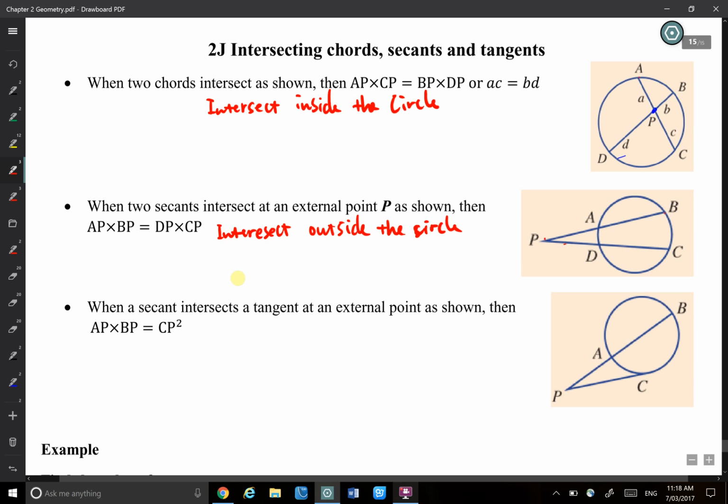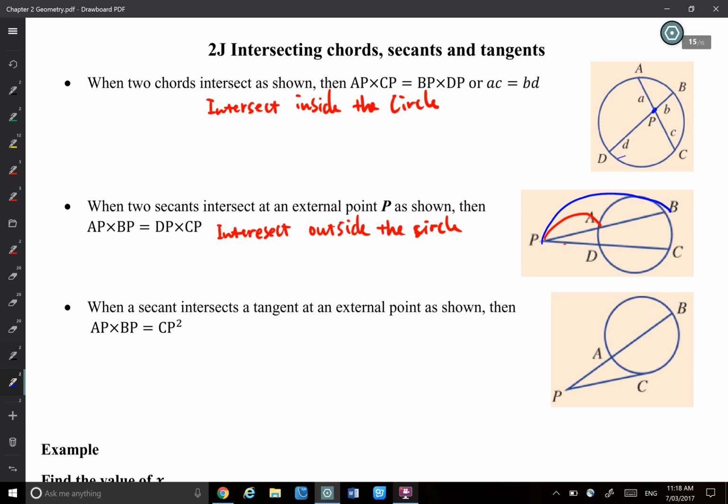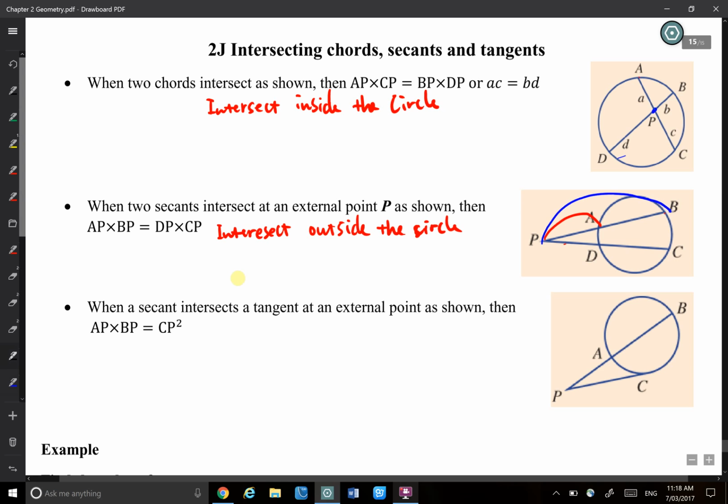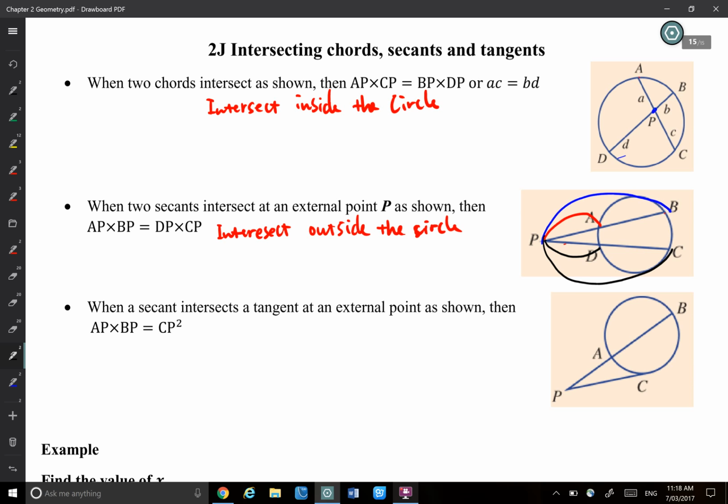Then you have AP times BP. So AP is still itself times itself, but not the separate part. It will be the actual one times the whole length, and equals DP times CP, which is the outside one times the entire one. The outside bit times the entire bit equals the other one's outside bit times the entire bit. So that's the difference between the first one and the second one. One intersects inside and the other one intersects outside.